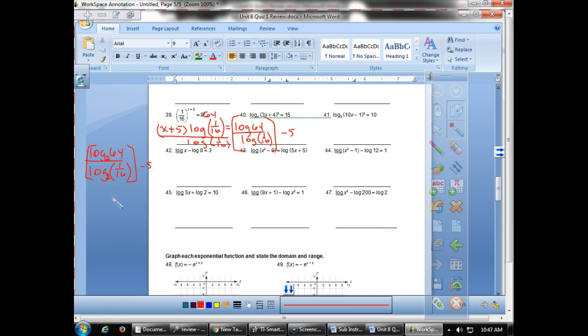What is log base 2 of 64? 6. Okay? Because you just have to think 2 to the 3rd is 8, then 2 to the 4th would be 16, 2 to the 5th is 32, so it doubles. And then what about log base 2 of 1/16? This is a little trickier. -4.